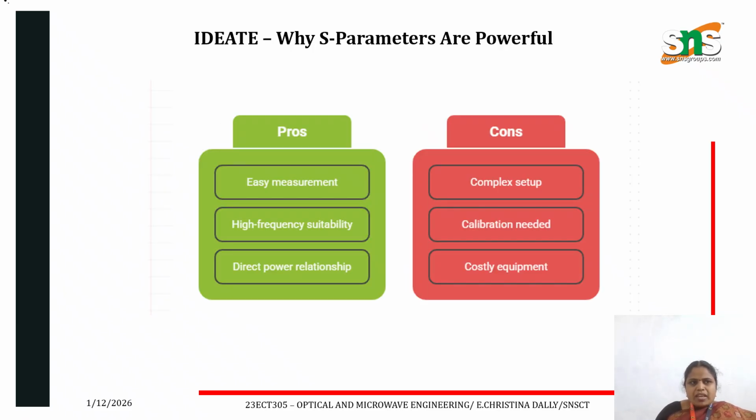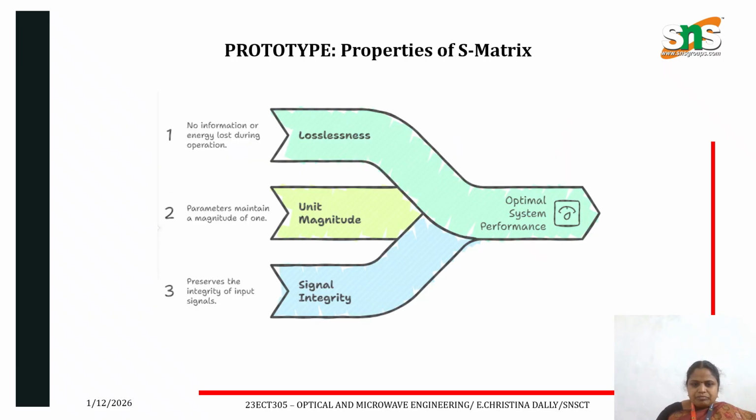Why are S parameters powerful, and what is the difference? Among the advantages, they are easily measurable, work at high frequency, and give a direct power relationship. But among the disadvantages, the main thing is that calibration is very important, and at the same time, the equipment is costly.